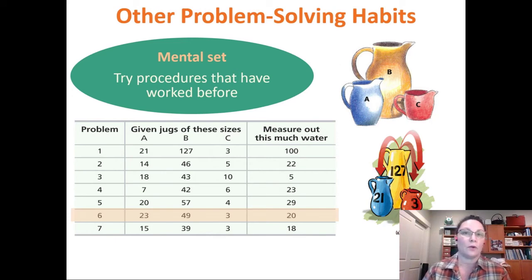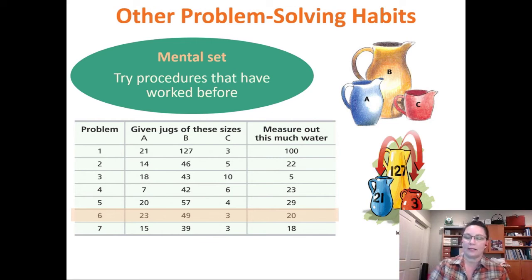It actually works exactly the same way, right? You could fill jug B, which can hold 49, dump 23 into A, 3 into C, 3 into C. That'll leave us with 20. But there's a faster strategy. You could fill A, dump 3 units into C, and you'll be left with 20. That would be faster. So the strategy that you've been using still works, but there's a newer, better strategy.